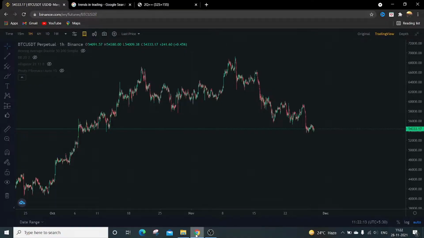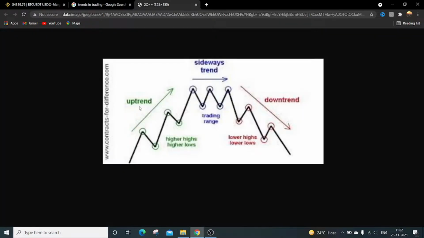Hi, hello and welcome. Today we are going to see how to draw a trend line in the candlestick chart using drawing tools. Okay, fine. So basically, as we all know, there are many trends available, but mainly we consider only three trends: that is uptrend, sideways trend and the downtrend.